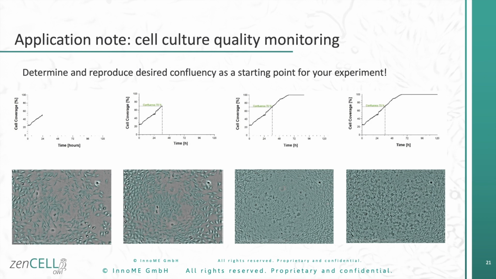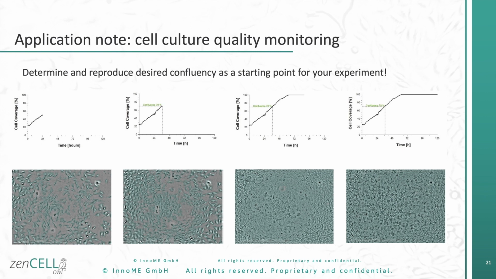What can you take from these readings generated with the zenCELL? First of all, you can analyze the incline of the cell coverage developing over time. If your culture is performing as in an experiment before, this is a very good baseline to see that growth rates are staying the same, which is an indicator that your cell culture is behaving as before.